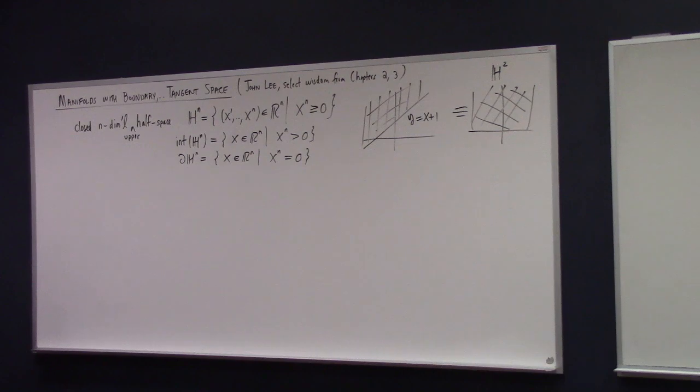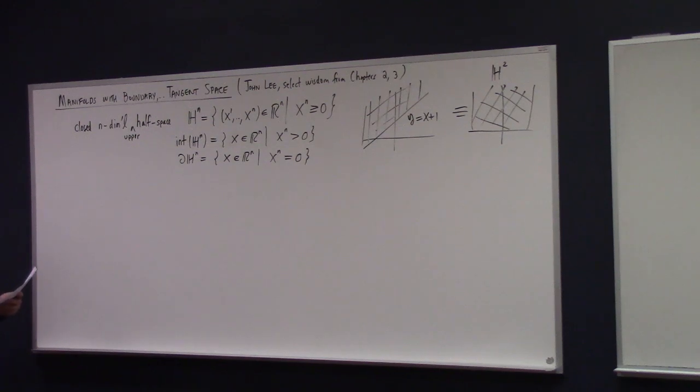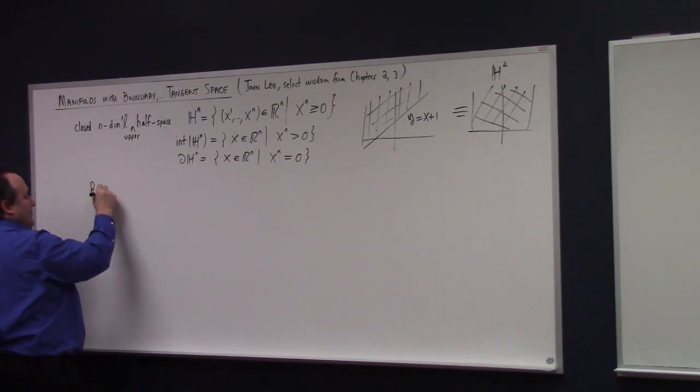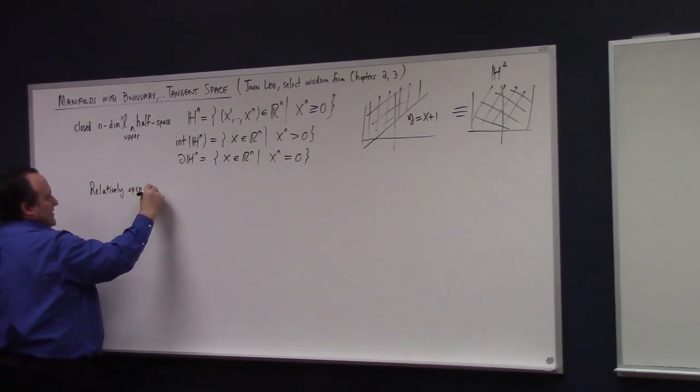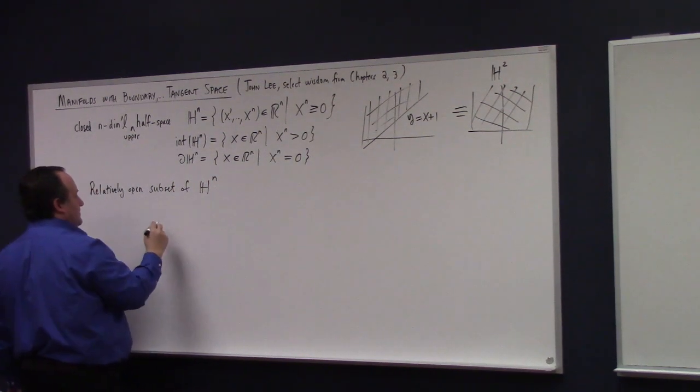So, an n-dimensional topological manifold with boundary, he says, is a second countable Hausdorff space in which every point has a neighborhood homeomorphic either to an open subset of Rn or a relatively open subset of Hn. All right? So what is a relatively open subset of Hn? What's that even mean? Let me draw you a picture.